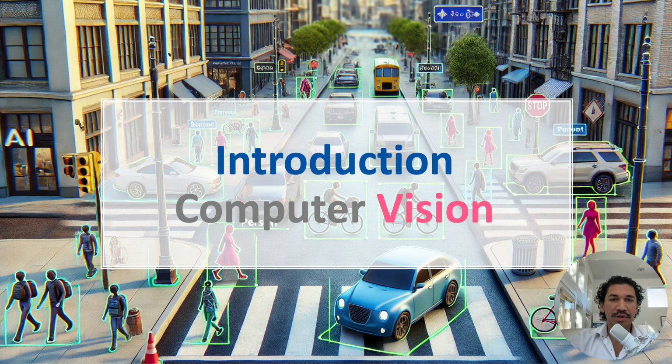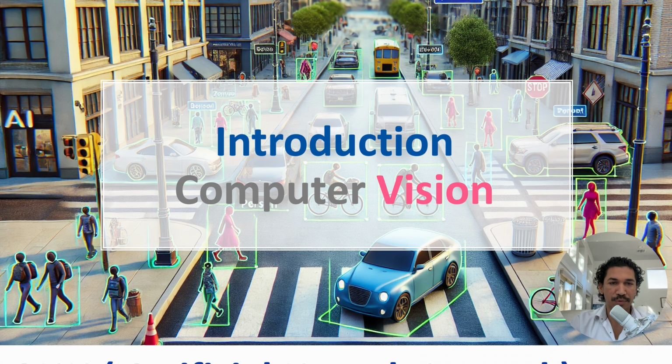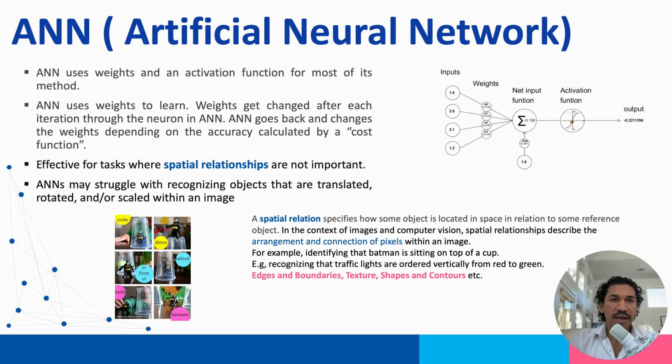So let's dive deeper into the concept of computer vision and CNN, Convolutional Neural Network. At the heart of deep learning are ANN, which stands for Artificial Neural Network, which is inspired by the human neuron that processes data through connected layers of neurons. While effective in many tasks, such as tabular data tasks, ANN struggles with image processing, particularly in maintaining spatial relationships.